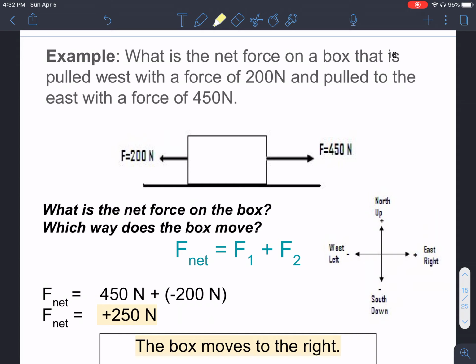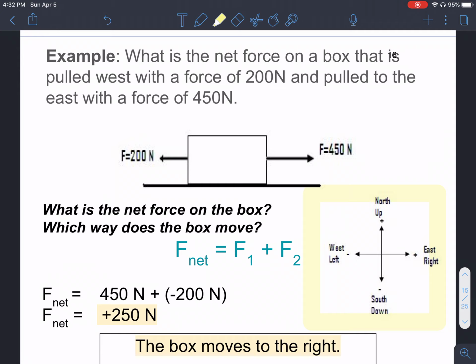So what is the net force on a box that is pulled west with a force of 200 newtons and pulled east with a force of 450 newtons? All right, so there's something new that I need to point out before we continue, and that is the compass right here. So north and east, or up and right, are considered positive. Left or west and down and south are both negative. So when you are adding up forces that are going up, down, left, right, we need to identify if they are positive or negative based on this.